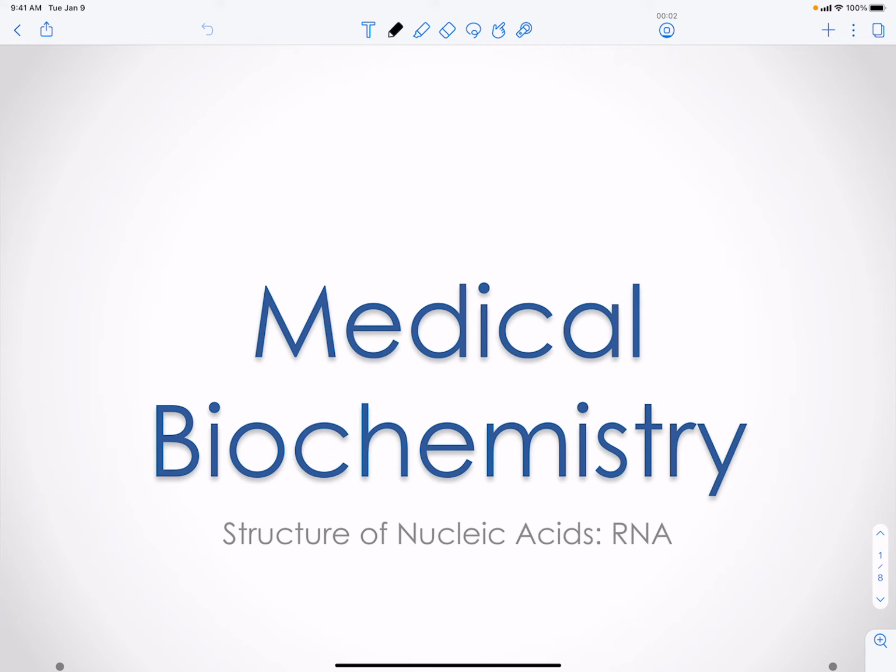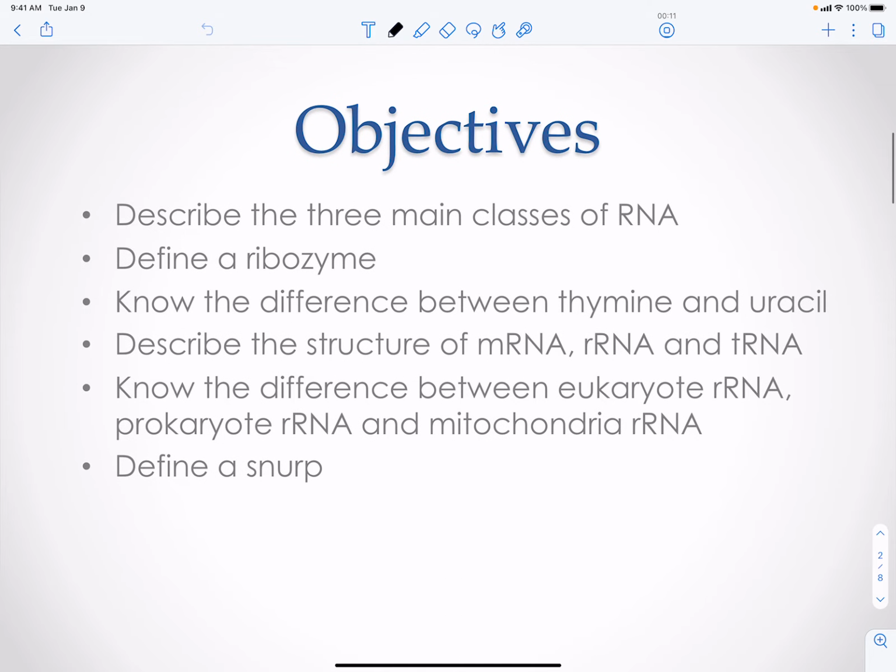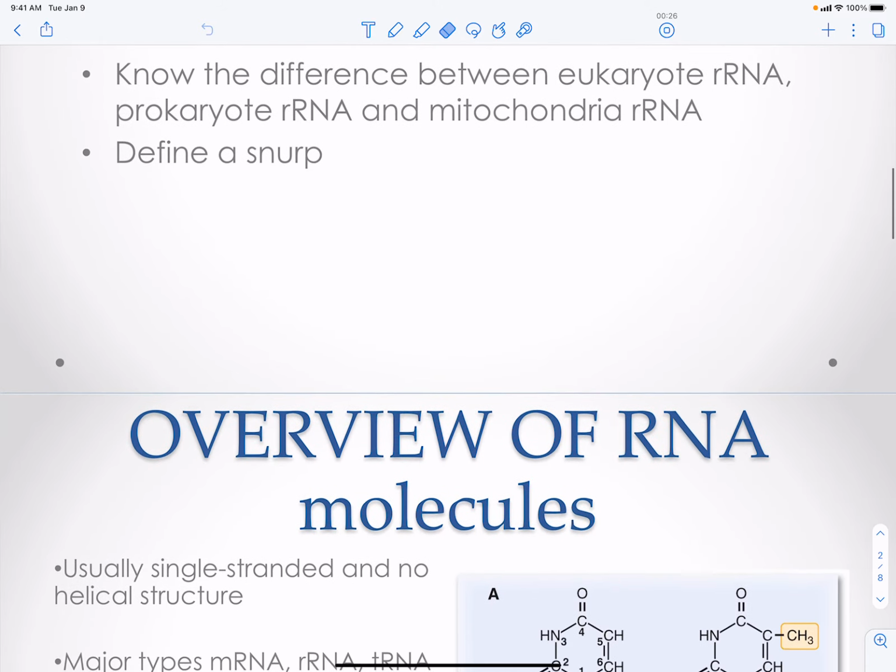Okay, so here we're just going to have a very short, brief introduction of our other nucleic acids, our RNA. And so here we're just going to talk about the three main classes of RNA and those RNAs that are going to be enzymes or have the function of being an enzyme. We're going to talk about the difference of the bases in our RNA as compared to DNA, their different structures, and what is an actual SNRP.